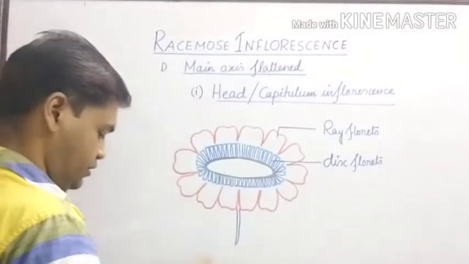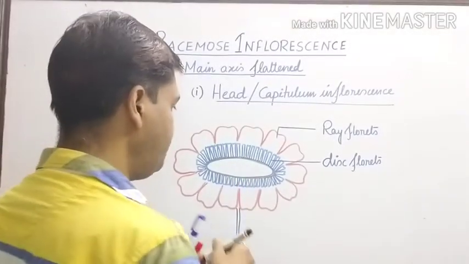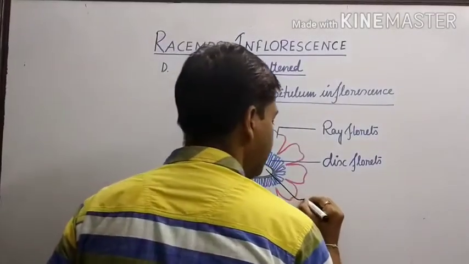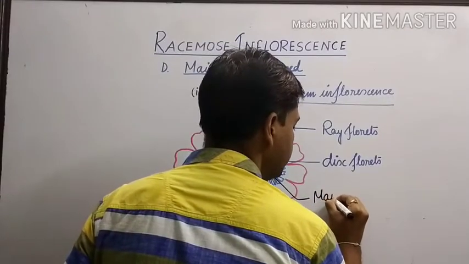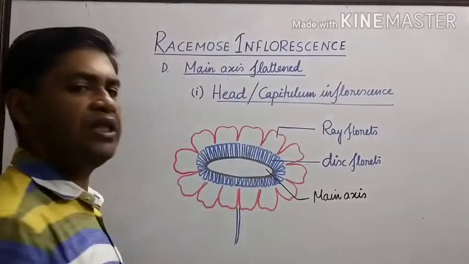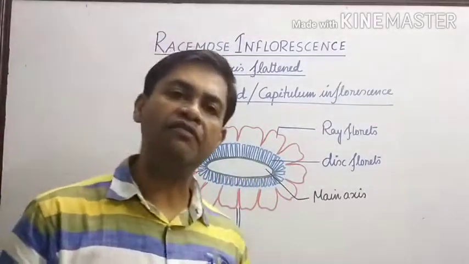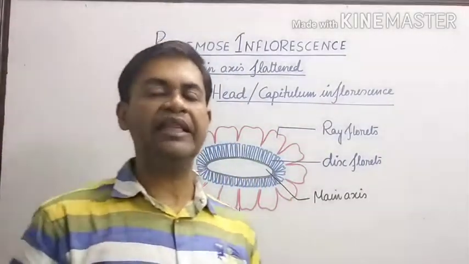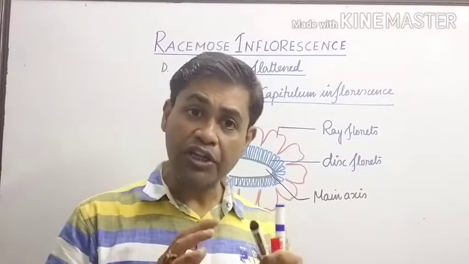This is the main axis. You can see this is the main axis, okay, which is flat, and onto the main axis তোমরা যেমন সানফ্লাওয়ার দেখেছো, সূর্যমুখী, then marigold, they are not actually flowers.